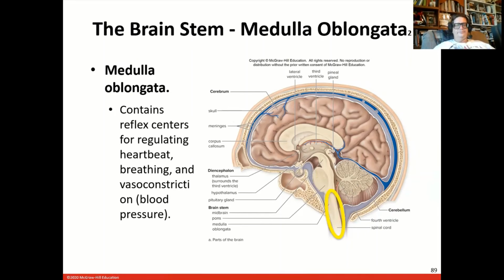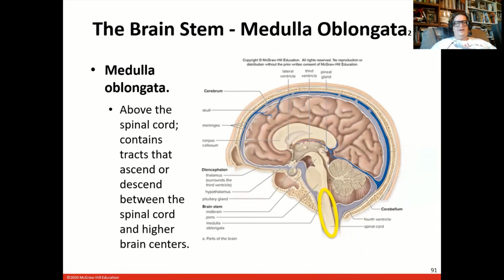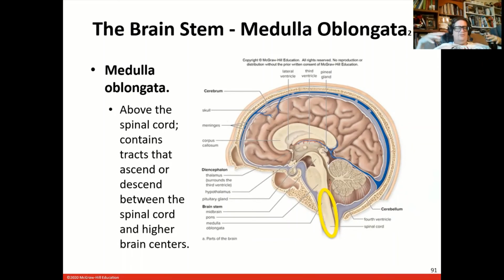All right. It also has centers for vomiting, sneezing, coughing, hiccuping, swallowing. All that stuff is controlled back there. In the area that's above the spinal cord, so we're talking upper medulla oblongata, we have, again, nerve tracts that ascend, that carry sensory information up to the brain going through there, and nerve tracts that descend, that carry motor information from the brain out to the rest of the body.